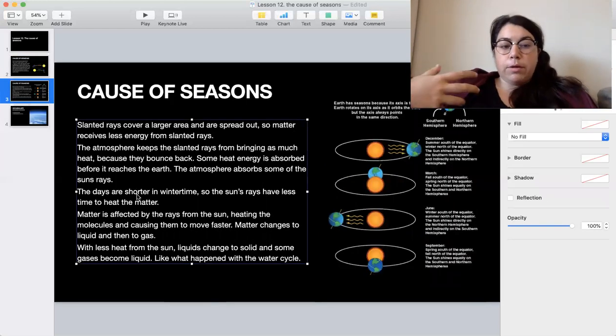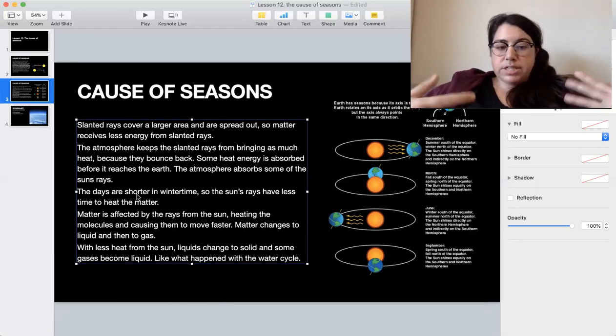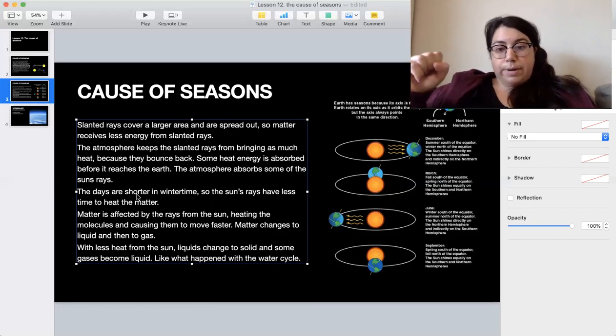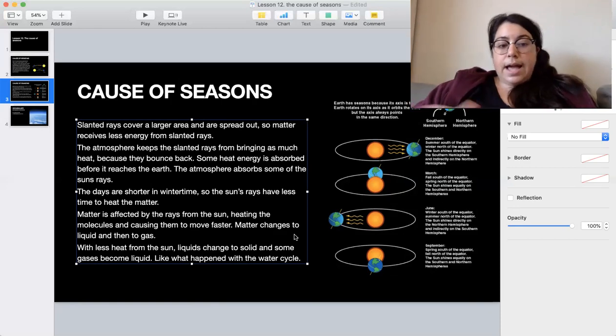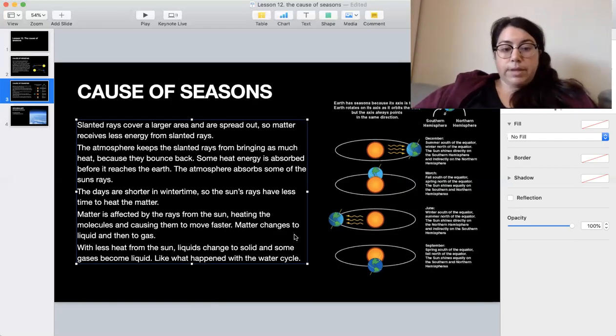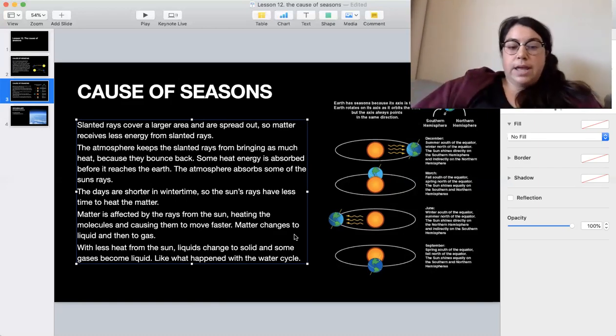Okay, so we're talking about those slanted rays, okay? Rays that are indirect, okay? And they cover a larger area and spread out. So matter receives less energy from slanted rays. That's why we have winter in a part of the globe, and then the other part has summer, okay? The atmosphere keeps the slanted rays from bringing as much heat because they bounce back, because they are not direct, they bounce, okay? So some heat energy is absorbed before it reaches the earth.